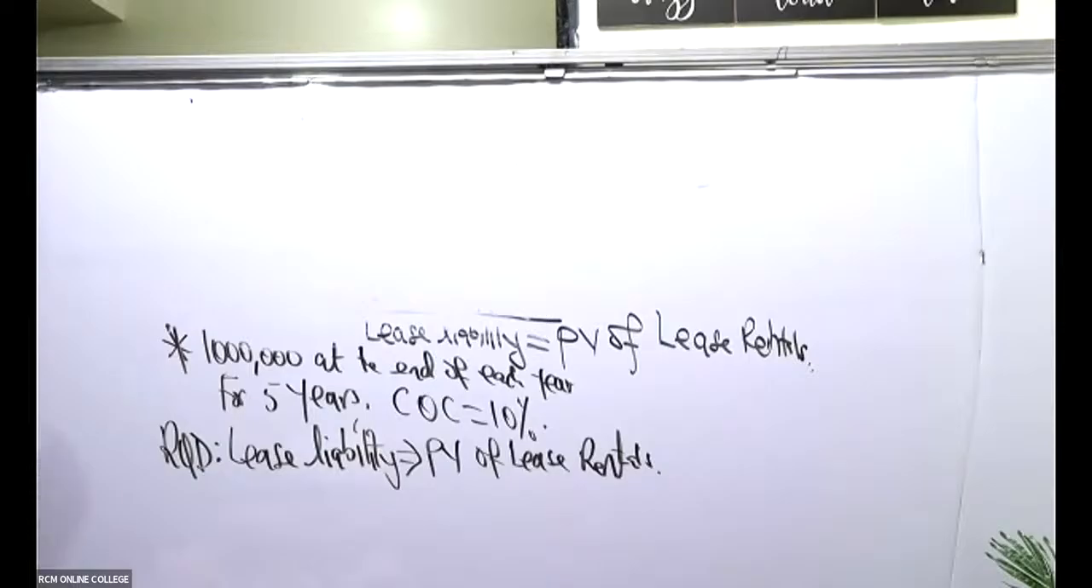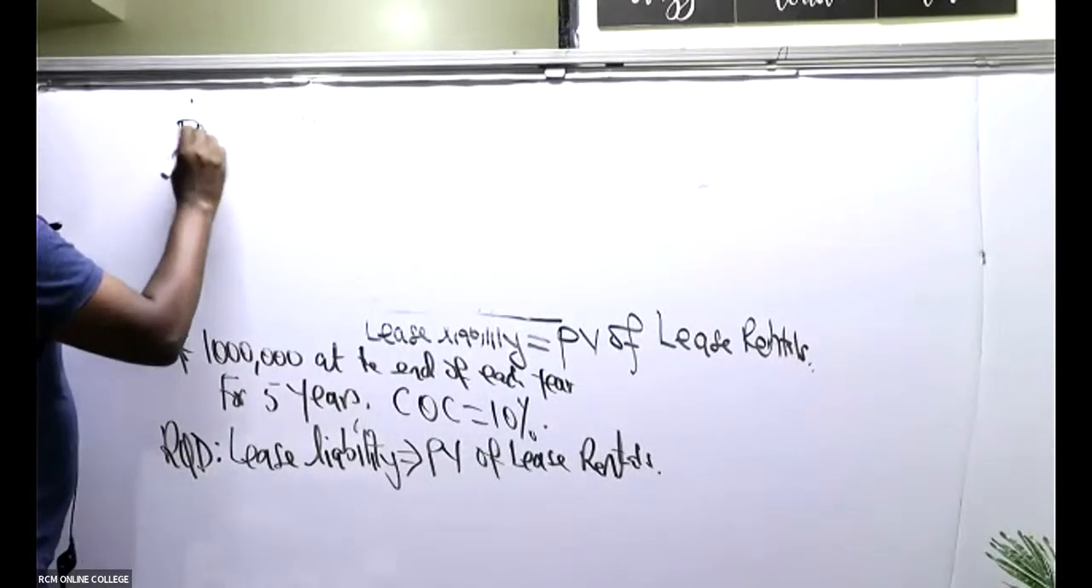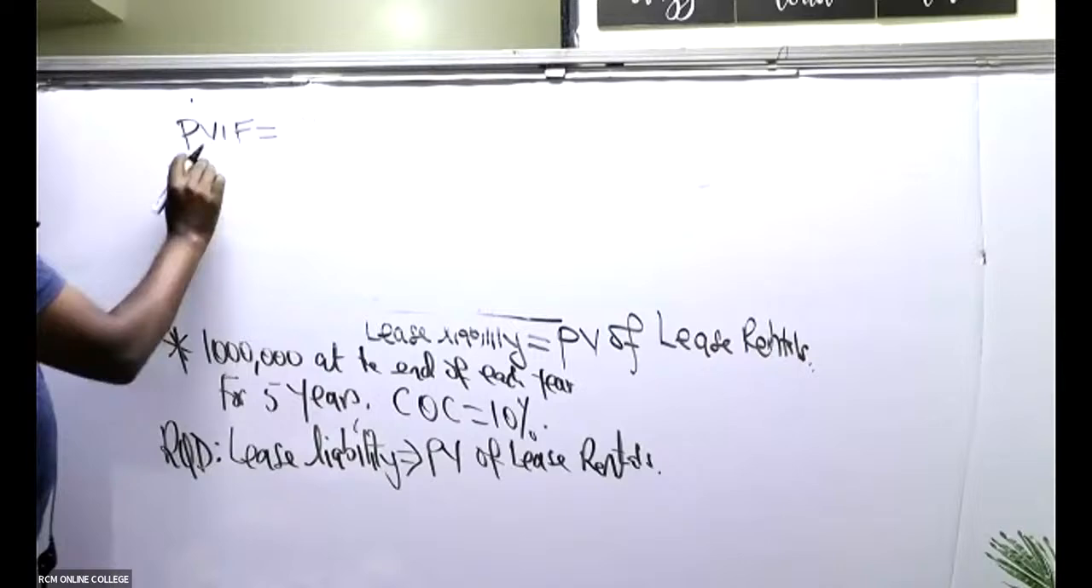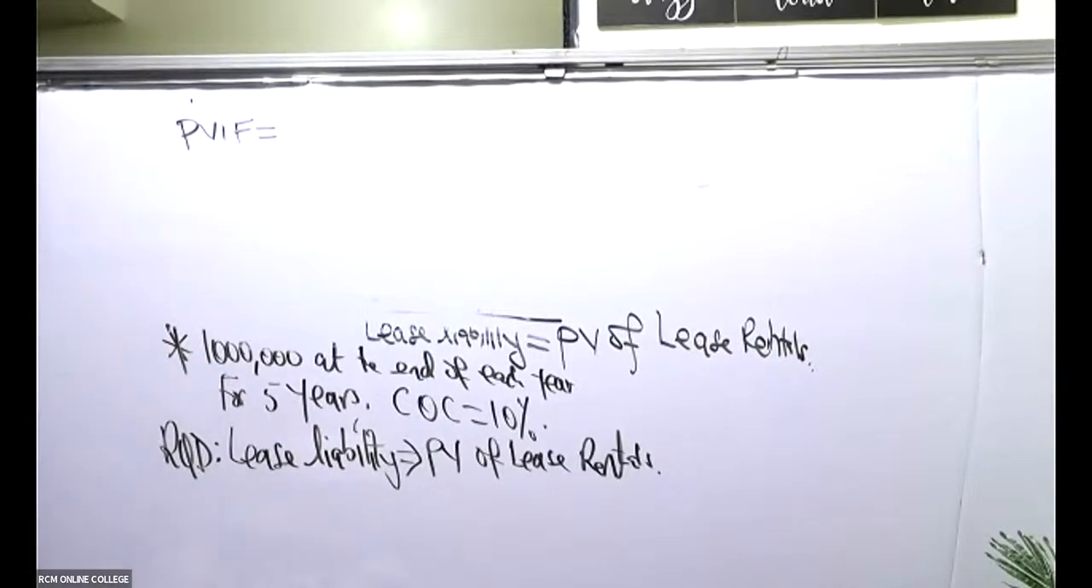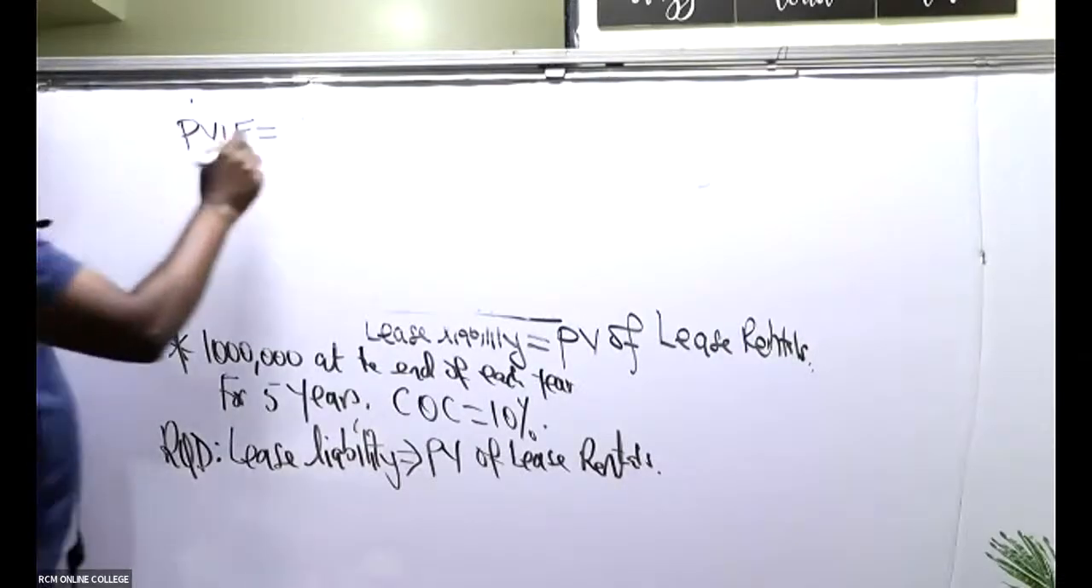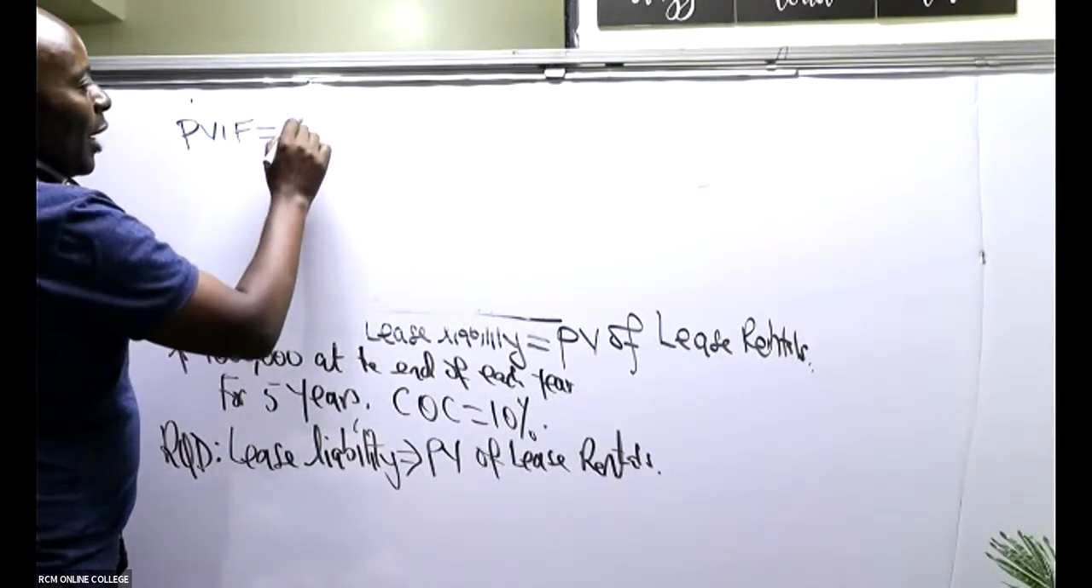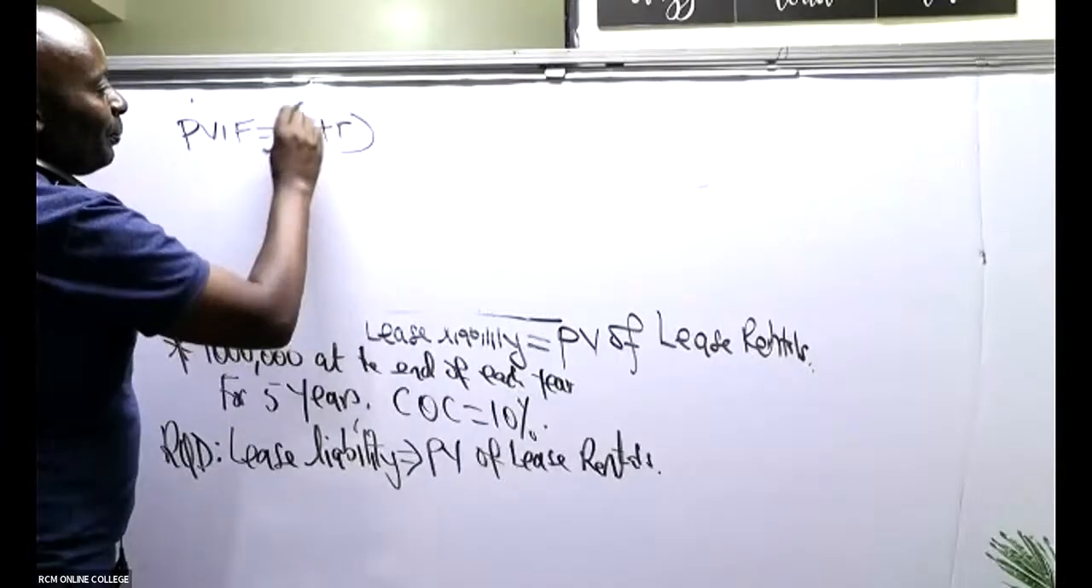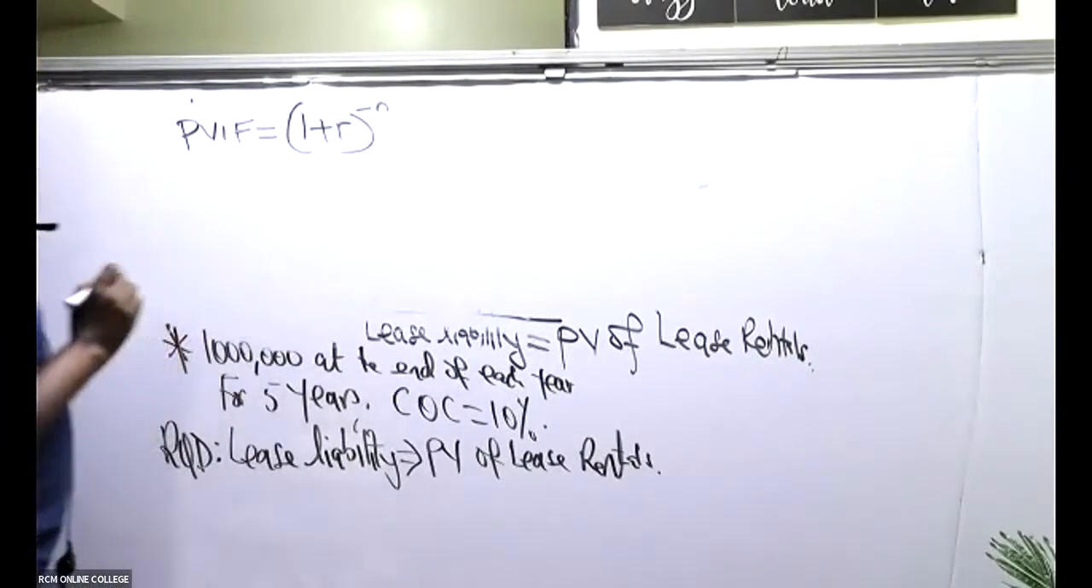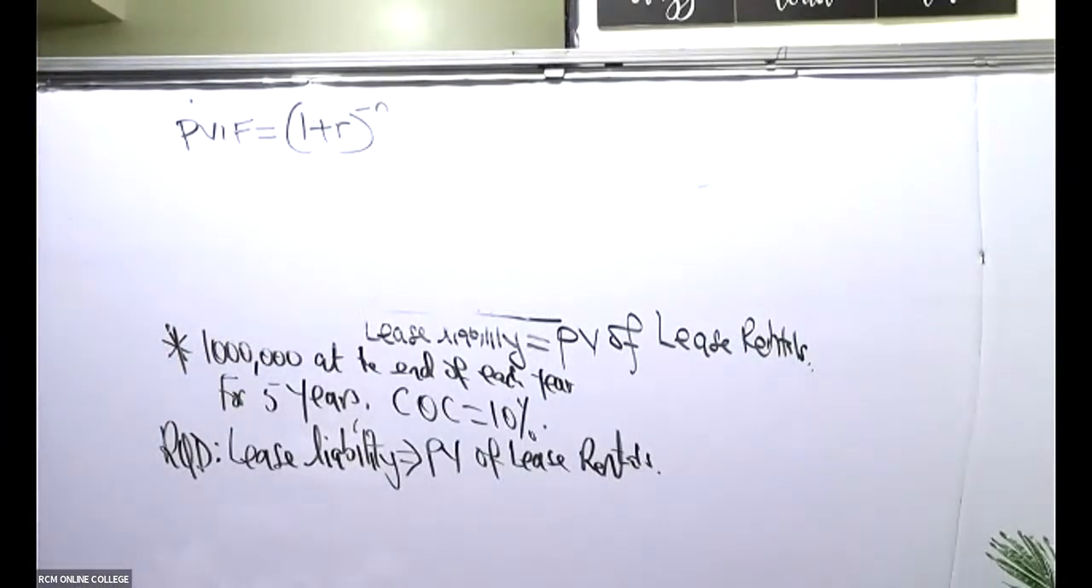Annuities, because of the regularity in most cases. Remember, we have two discounting formulas. We have the PVIF, the present value interest factor, for the irregular ones. Normally we take 1 plus R raised to negative n, because you're discounting, so we subtract up there. This is PVIF, the present value interest factor.